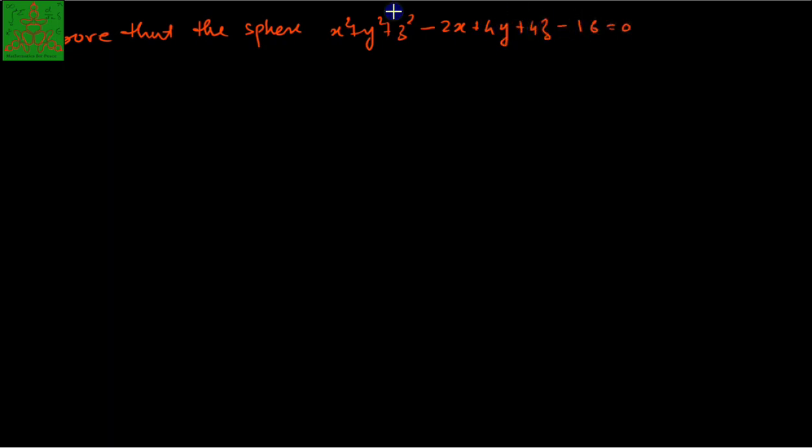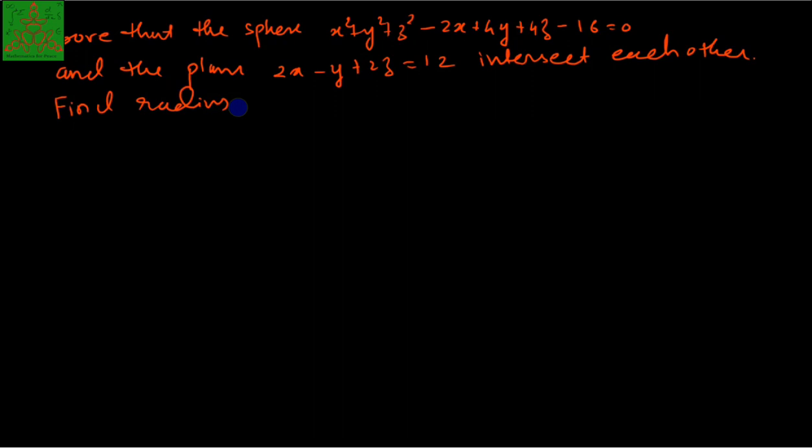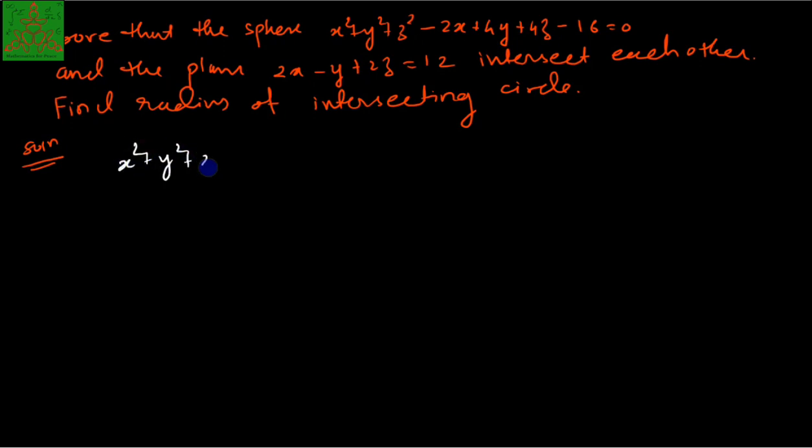Next example says: prove that the sphere x square plus y square plus z square minus 2x plus 4y plus 4z minus 16 equal to 0 and the plane 2x minus y plus 2z equal to 12 intersect each other, and find the radius of the intersecting circle. So let us try to solve this. The given equation is x square plus y square plus z square minus 2x plus 4y plus 4z minus 16. Let us first calculate the center of this sphere.